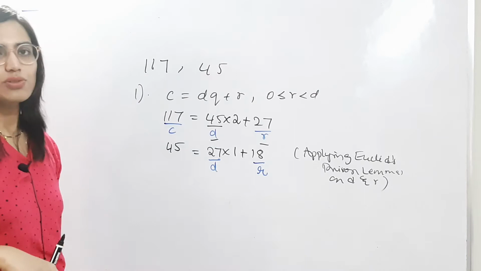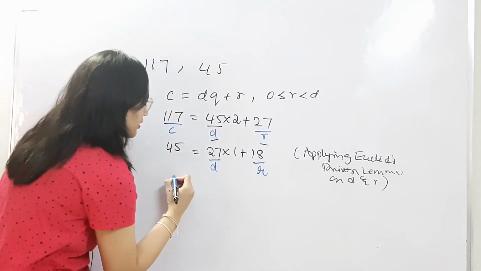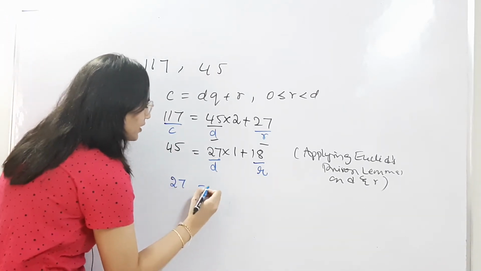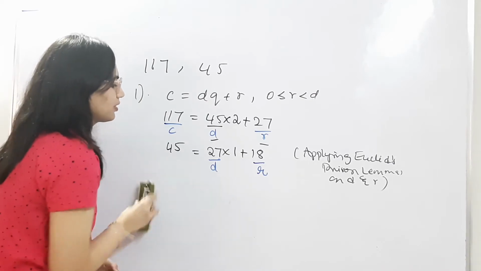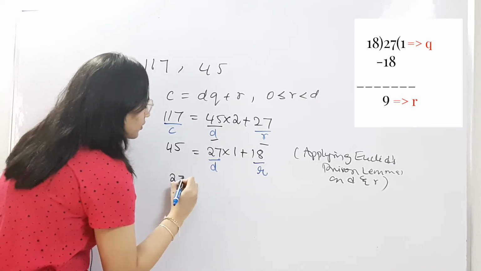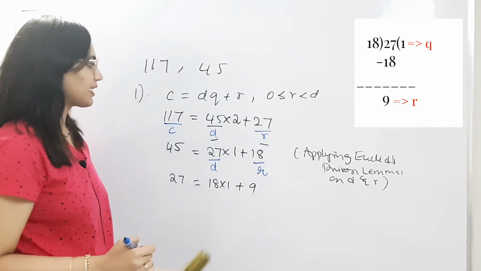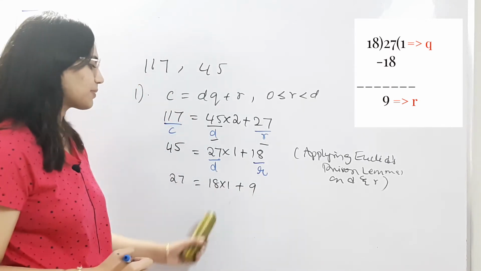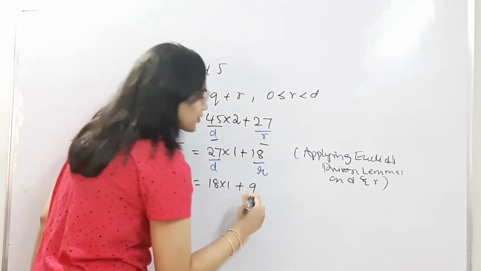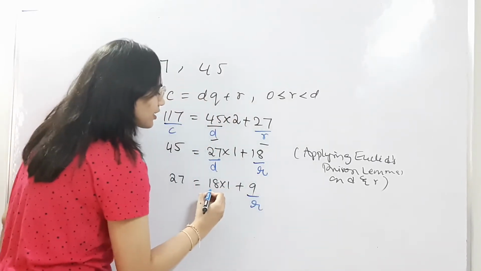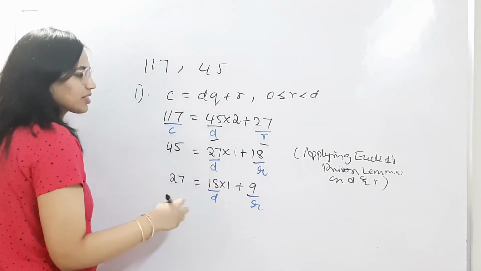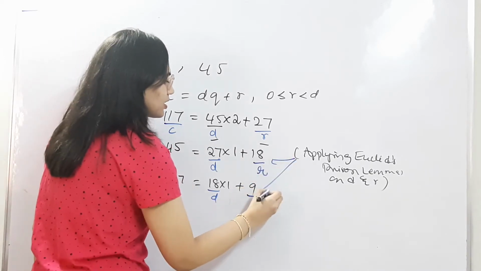In this case also, you apply the same thing again. What will you get? 27 is equal to 18 into 1 plus 9. Can you write it like this? Yes, because 18 plus 9 is 27. Again, if you see, R is not equal to 0, so again you apply Euclid's division lemma on these steps also.